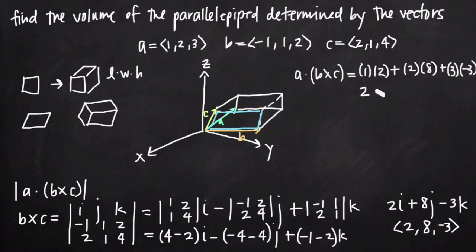2 times 1 is 2, plus 2 times 8, which is 16. 3 times negative 3 is negative 9, so we get minus 9. And when we simplify that, we get 2 plus 16, which is 18, minus 9 is 9. What this tells us is that the volume of our parallelepiped is equal to 9 when that parallelepiped is defined by these vectors A, B, and C.